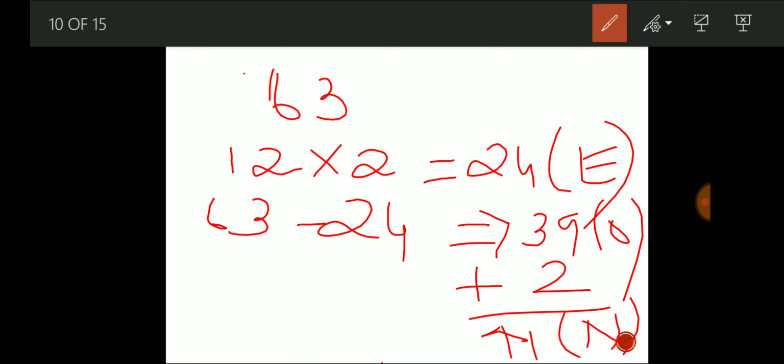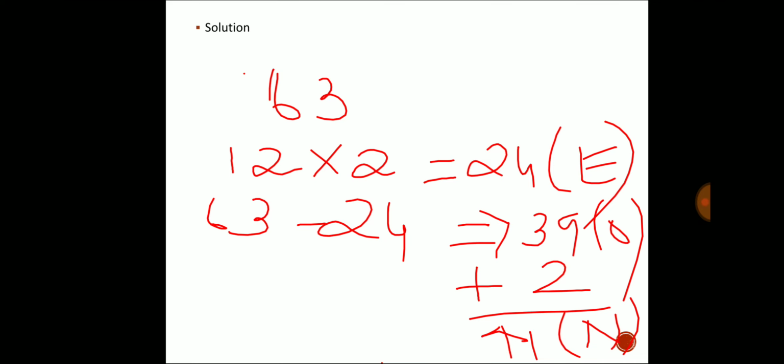Again, the same question, same technique which was used in the previous question. Let's not waste any time. Let's get into the next question.